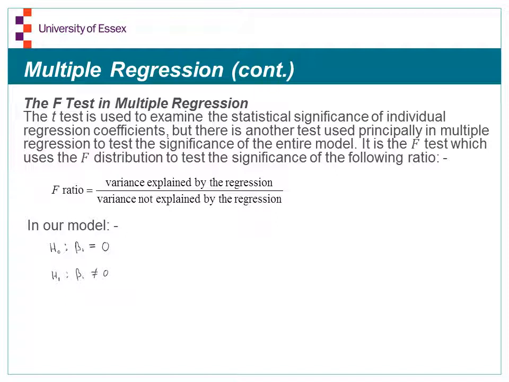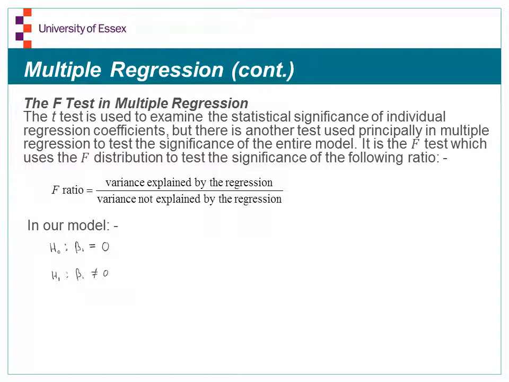In a multiple regression model, the F-test allows us to do something a little bit different. It lets us test the significance of the entire model, so it doesn't tell us anything about any of the individual variables. What it says is whether there's any strength to the whole model at all. And we do this by looking at the variance ratio, the F ratio: the variance explained by the regression divided by the variance not explained by the regression.